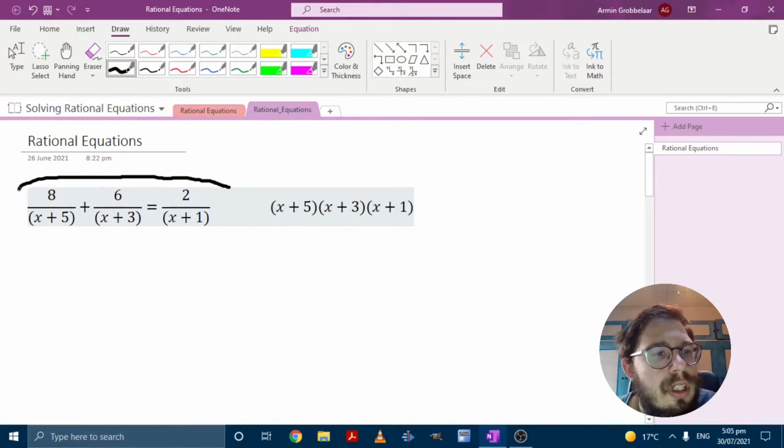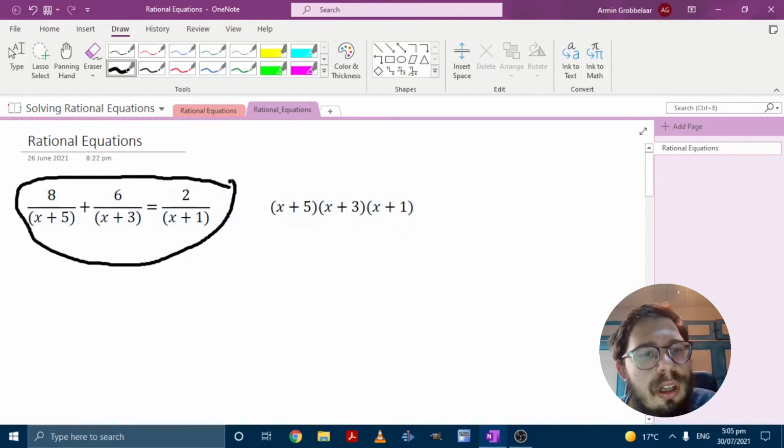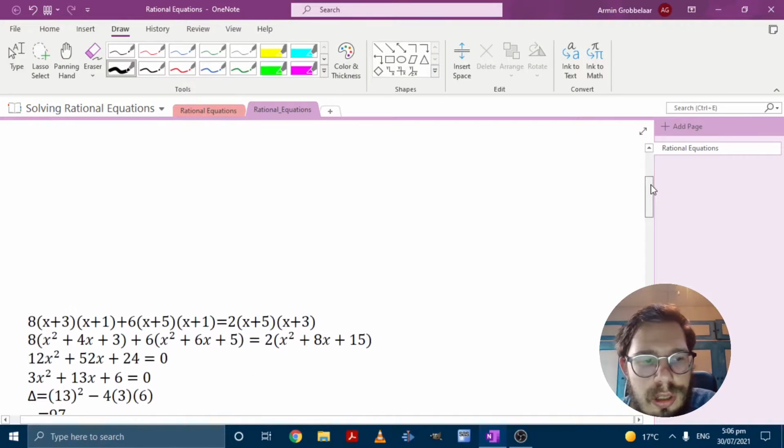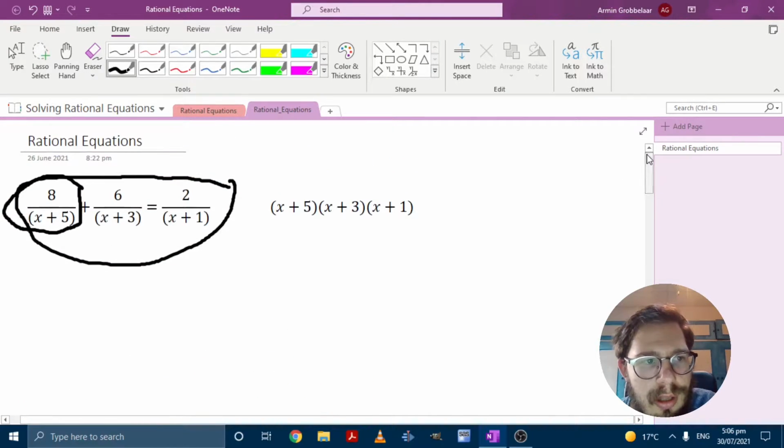I'm going to solve this equation here. Now, if you look at the bottom, the three terms are x plus 5, x plus 3, and x plus 1. So the first term here, x divided by x plus 5, already has an x plus 5, so it's 8 times x plus 3 times x plus 1. And that's what I have down here.